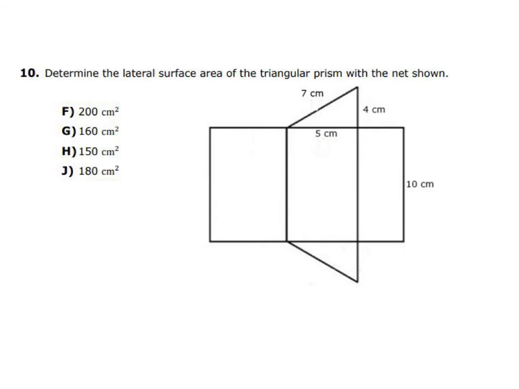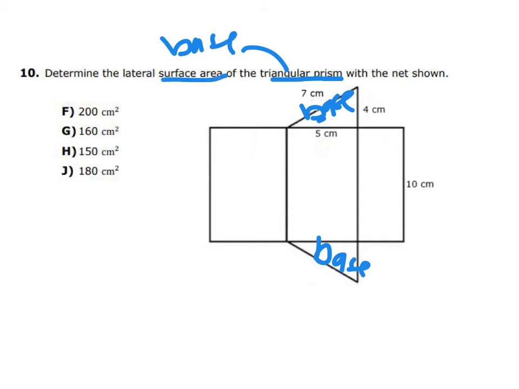Okay, number 10. Number 10 is a triangular prism. That means the bases are actually triangles. Again, we have a base and a base. Now the key thing is, what are we looking for? Well, we're looking for surface area, but remember what kind of surface area. In this case, I'm looking for lateral. So I'm looking for faces only.